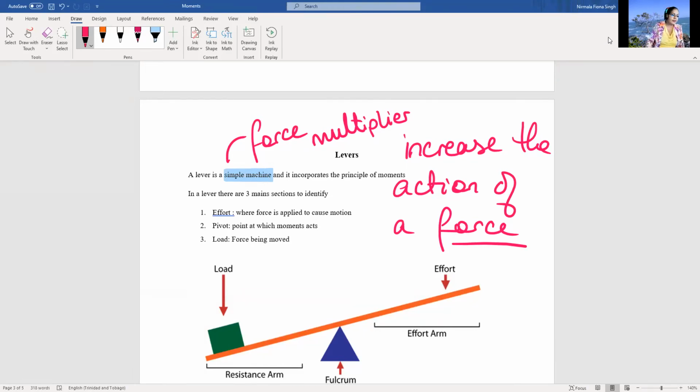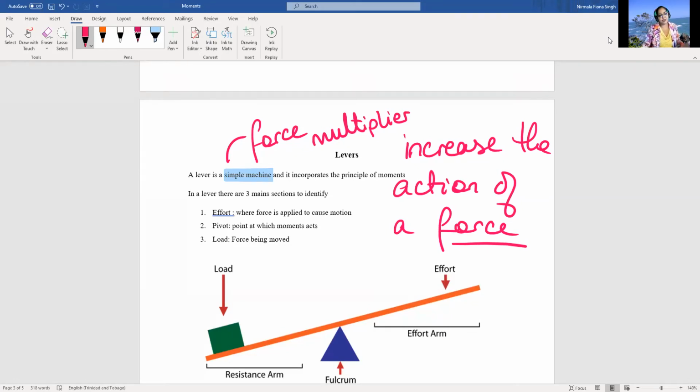A lever is a simple machine, and it incorporates the principle of movement, the most common demonstration and utilization of moments. In a lever, there are three main sections to identify. We have the effort, where force is being applied. We have our pivot, where our forces act from. And three, we have our load, the force that is being moved.